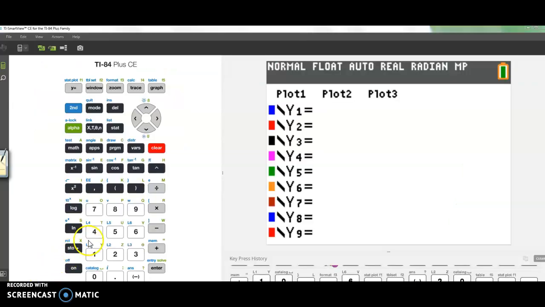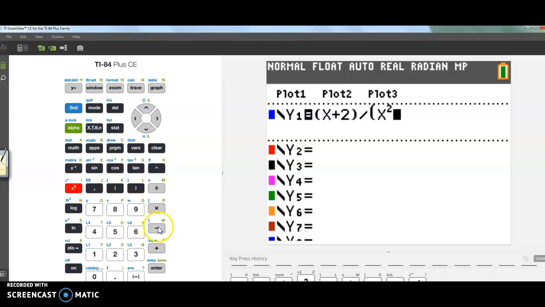Here in my graphing calculator I'm going to type the function in my y equals. I'm making sure to group the numerator and the denominator. So my numerator is x plus 2. And then I divide and again use parentheses to group the denominator where we had x squared minus 4x minus 12.